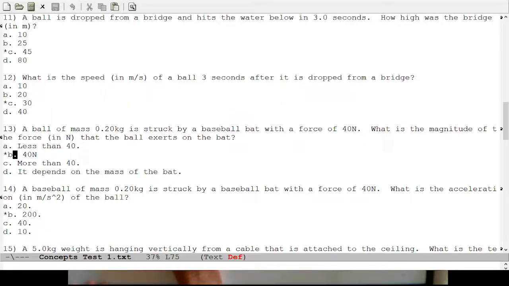Its initial velocity is 0 because it was dropped from rest, right? And so its average velocity is 15 meters per second. Initial plus final divided by 2, right? And so the distance it travels is just the average velocity times the time, which is 15 meters per second.